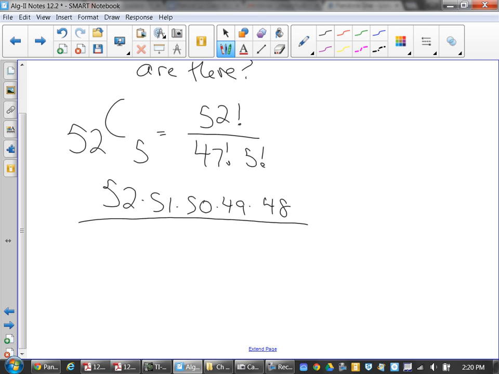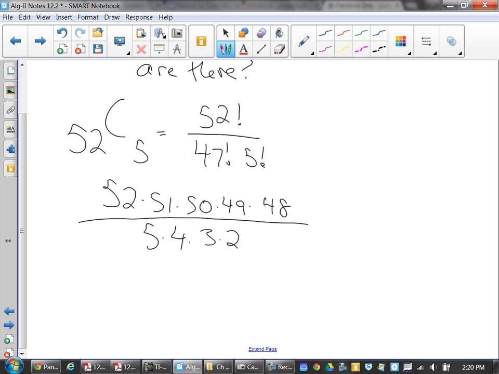47 simplifies everything else out, divides it out. The denominator then gives you 5, 4, 3, 2, 1. So let's simplify this. Does the 1 have any bearing on it? No. All right, so leave them alone.